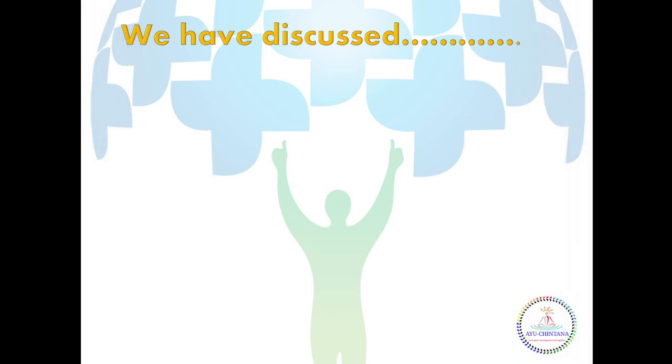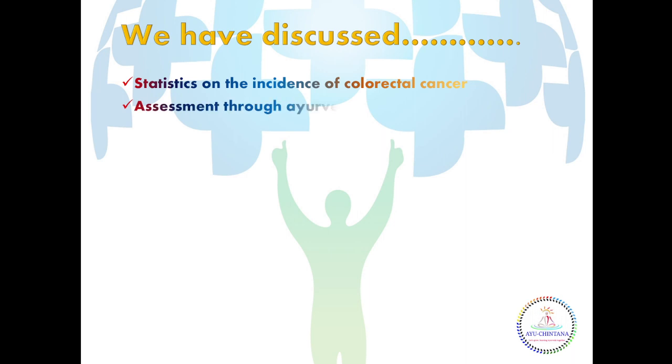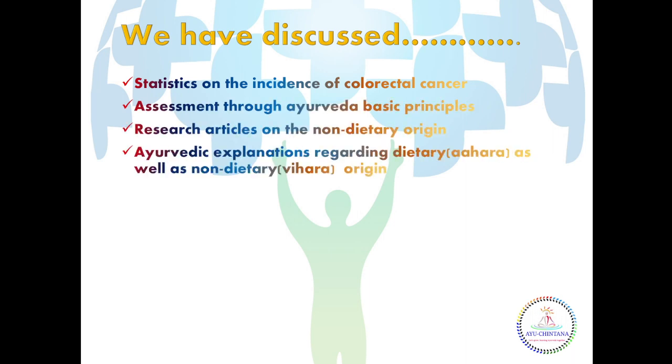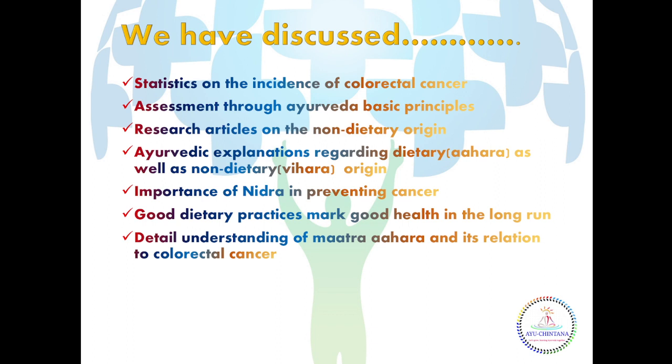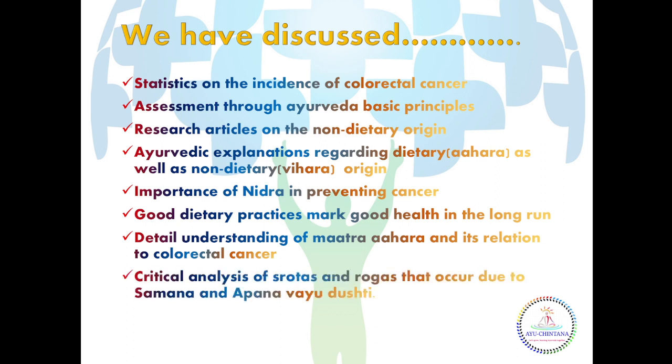So let's recall whatever we have discussed until now. Statistics on the incidence of colorectal cancer, assessment through basic principles, research articles on non-dietary origin, Ayurvedic explanations regarding the dietary as well as the non-dietary origin, importance of Nidra in preventing cancer, good dietary practices mark good health in the long run, detailed understanding of Matra Ahara and its relation to colorectal cancer, and critical analysis of srotas and rogas that occur due to Samana and Apana Vayu Dushti.